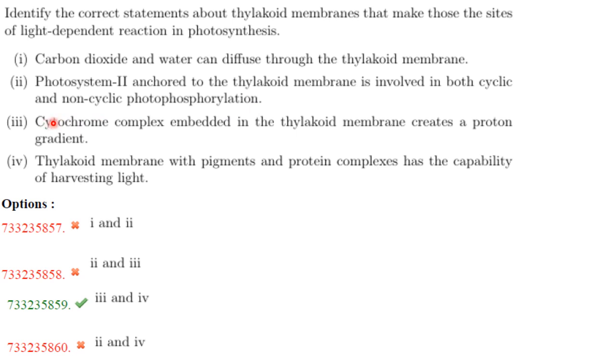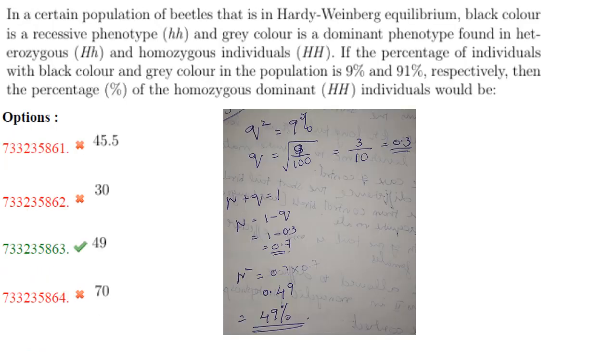Then cytochrome complex embedded in the thylakoid membrane creates a proton gradient. That is correct. 3 is correct. Then fourth one, thylakoid membranes with pigments and protein complexes has the capability of harvesting light. That is also correct. So 3 and 4 are correct. Coming to the next question.